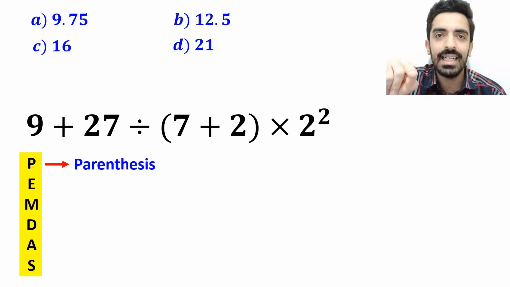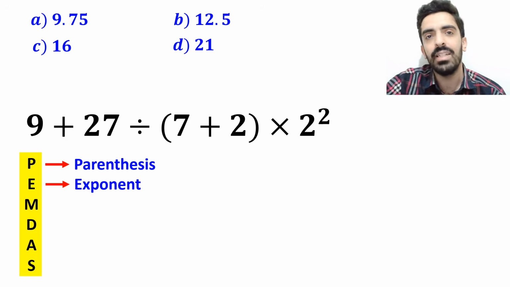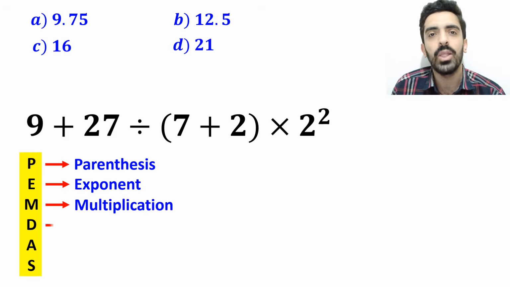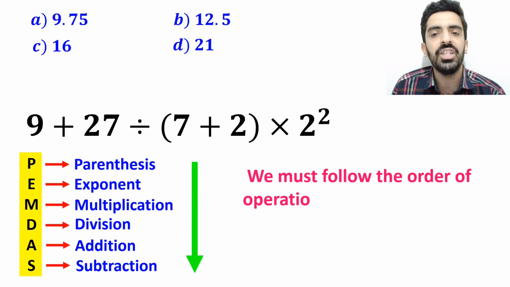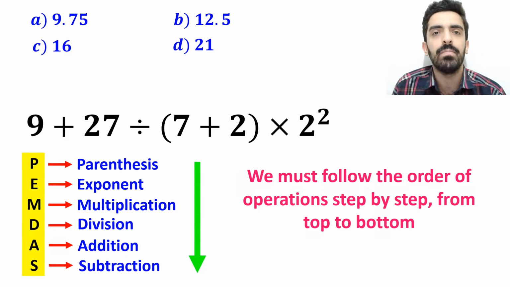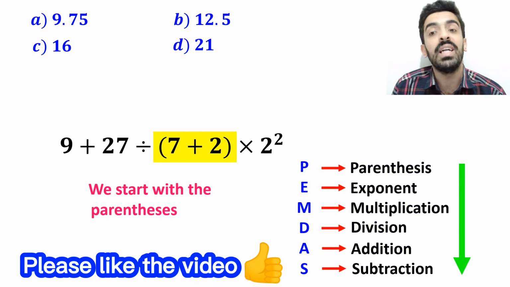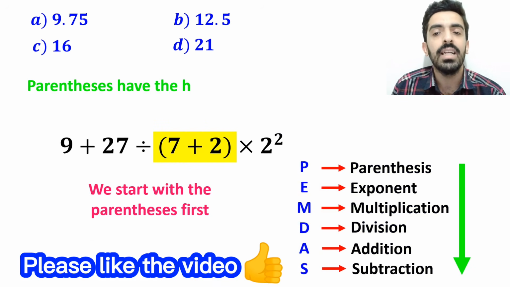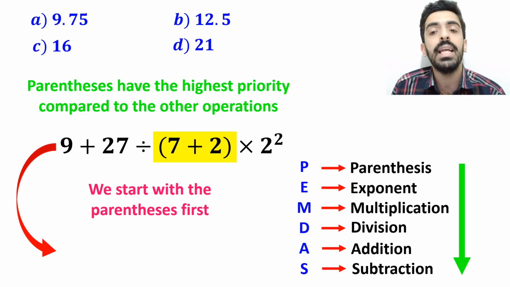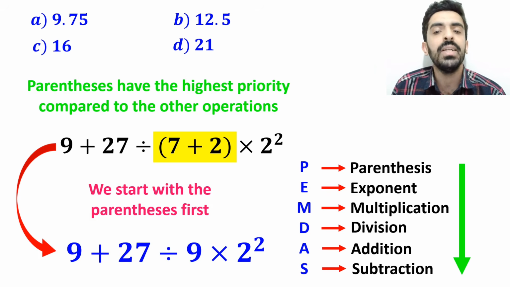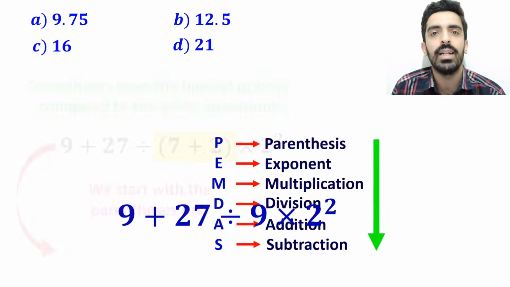In this rule, P stands for parentheses, E stands for exponent, M stands for multiplication, D stands for division, A stands for addition, and S stands for subtraction. We must follow the order of operations step by step from top to bottom. So, we start with the parentheses first, because parentheses have the highest priority compared to the other operations. Okay, instead of this expression, we can write 9 plus 27 divided by 9 multiplied by 2 squared.